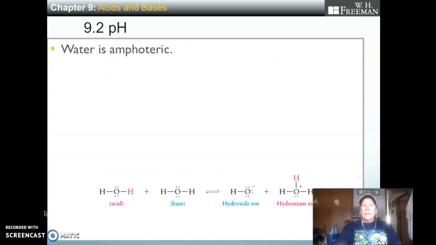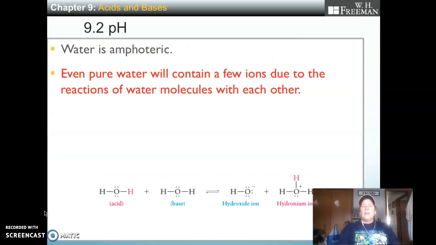Okay. So pH, we talked about water before. Remember, water we said is amphoteric and it can act like an acid or a base depending on what you react it with. Even pure water, if you believe it, like distilled water, still gets some of its ions to react, even though there's nothing in it. So water self-ionizes. It'll break down into its ions. It'll produce hydroxide and hydronium.